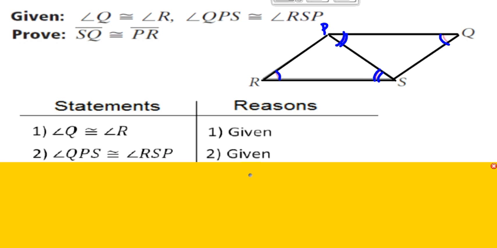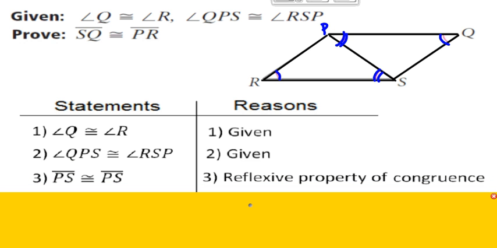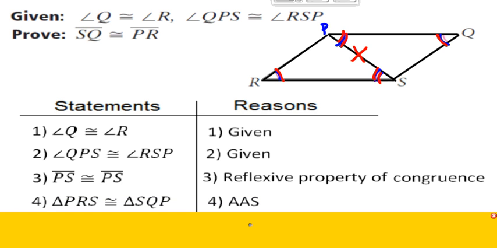I'm missing one more thing, and if you are looking at the diagram like I am, you can see that there's a reflexive property going on here with this shared side right here. So I have a reflexive property there where PS is congruent to PS. And it looks like I now have three parts that I need to prove the triangles congruent. I have an angle and an angle and a side, and an angle and an angle and a side. So the triangles are congruent by angle, angle, side.